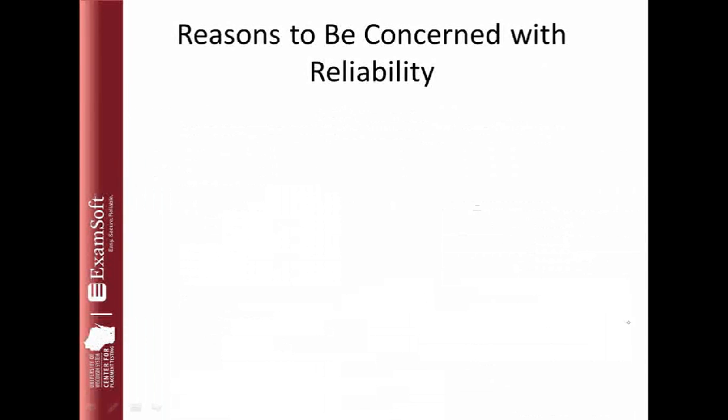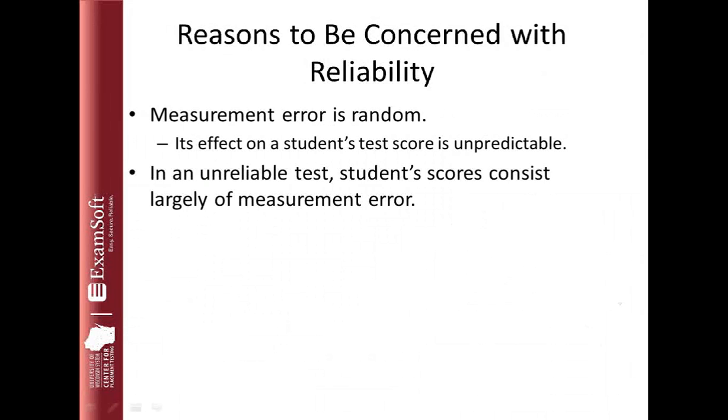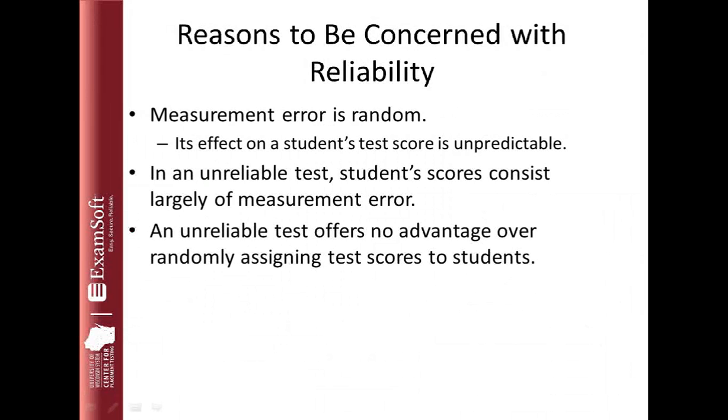And these are important because this error is random, and so we don't know how it is going to affect the student's test score. It may actually overpredict and give the student a higher score than they should have gotten, or it could underpredict and give them a lower score. In an unreliable test, the student's scores consist largely of error. And if we have a highly unreliable test, then giving that test and the scores that a student receives is really no advantage over just randomly assigning scores to the student.